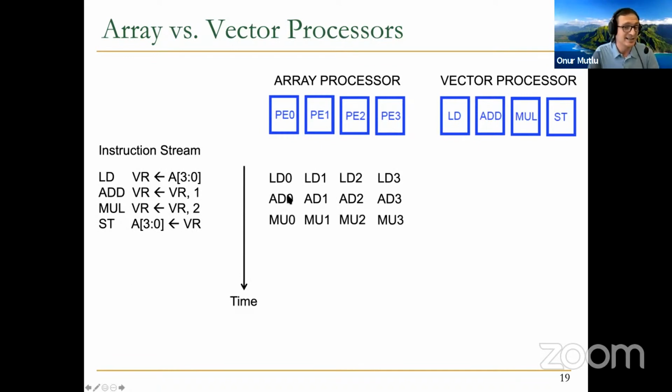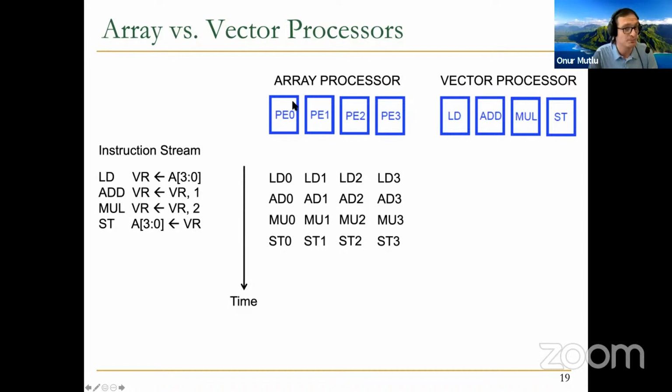Multiply later takes the result of the add for each element and multiplies it by 2. Okay, so you can do all of those 4 multiplies at the same time. And store takes the result of the multiply and stores it into memory locations consecutively, as you can see. So basically, in an array processor, what we did was we could execute all of these in 4 cycles, assuming each operation takes 1 cycle, because we have 4 processing elements that can do any operation.